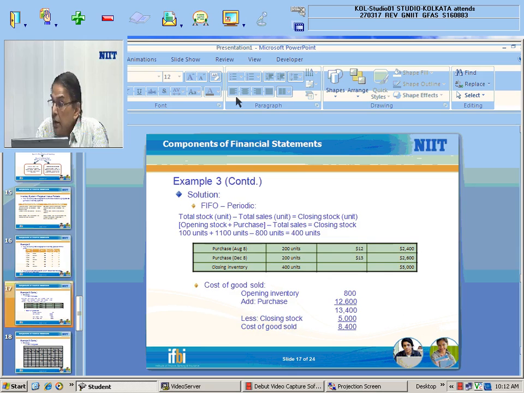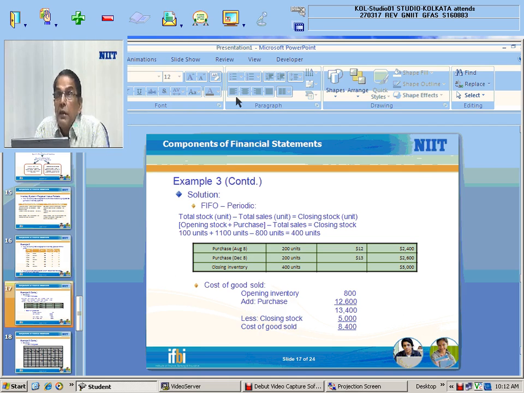We add purchase, total purchase was 12,600, so 13,400. Closing stock is 5,000, so cost of goods sold as per the FIFO method will come to 8,400. The value of closing inventory is 5,000.